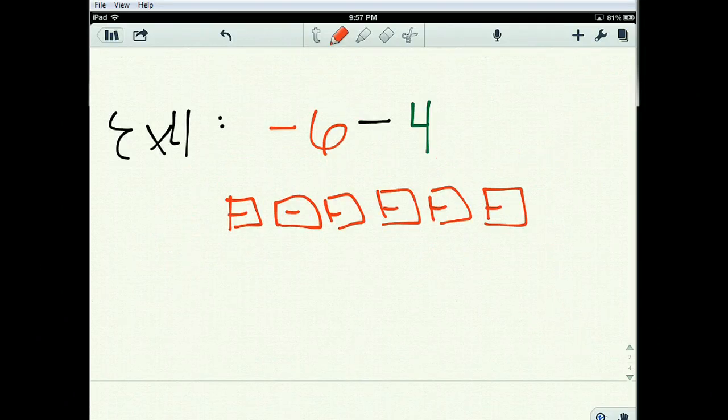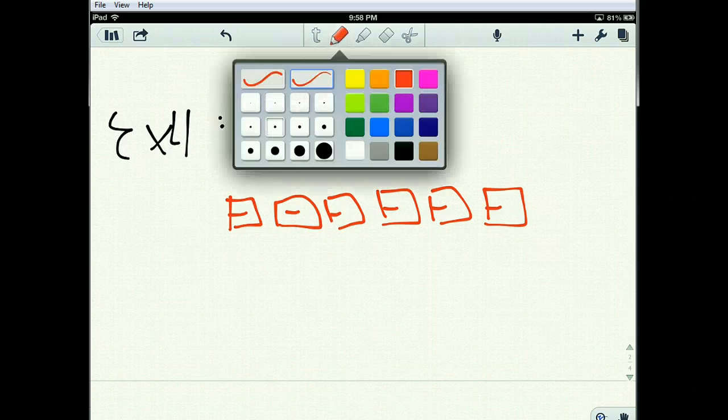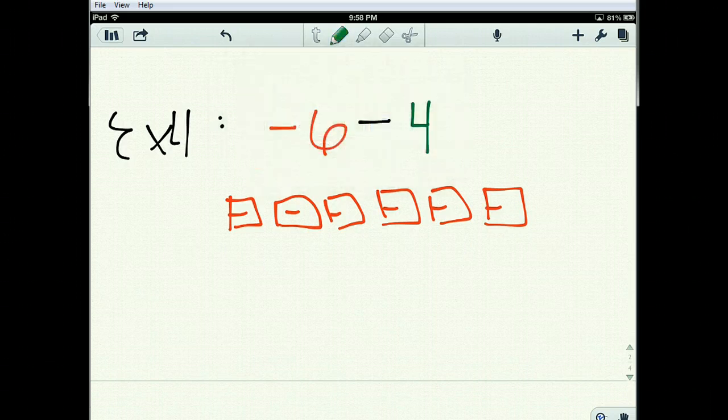In this example, so this is our fourth example, I have -6 tiles and I want to take away a +4. Well, the problem here is, guys, we don't have positives to take away, just like in the other example where we didn't have negatives to take away. So again, we're going to add 0 pairs so that we can take away 4 positives.